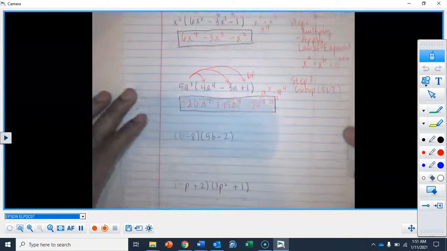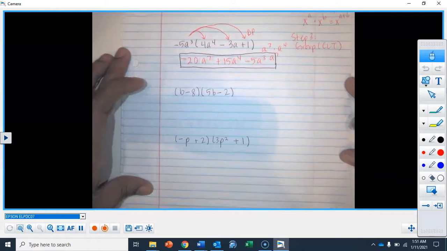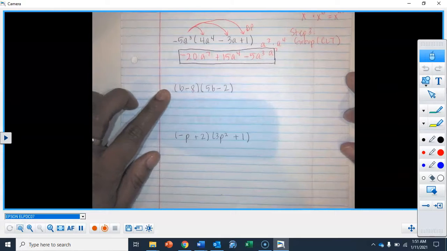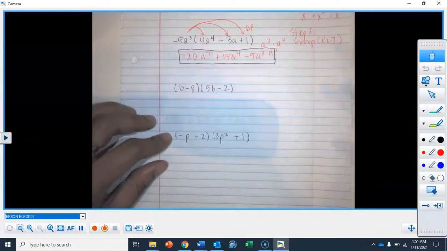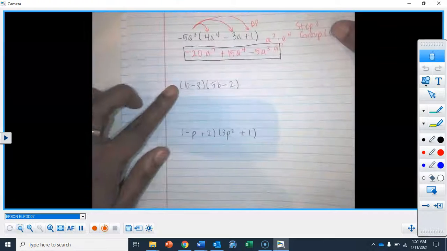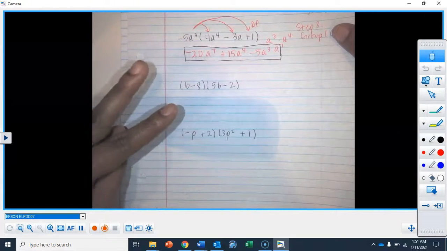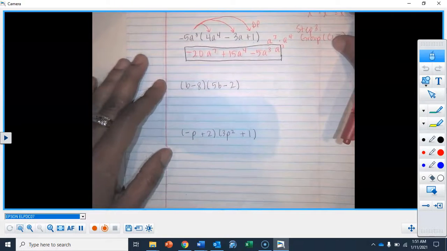All right, so that takes care of the distributive property. Now let's move into binomials. On this one, I'll do the FOIL method. Let me just see. Yeah, I'll do the FOIL method on these two, and then for the next two, I'll do the box method. All right, here we go.